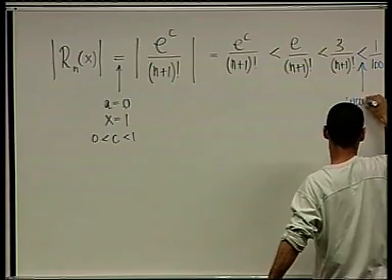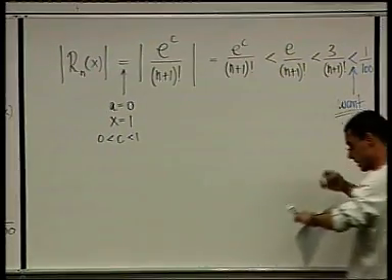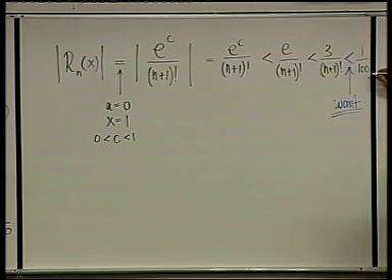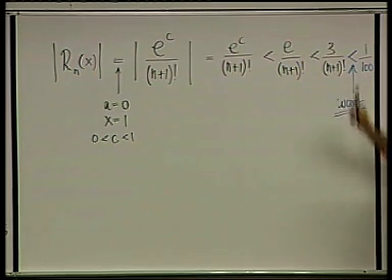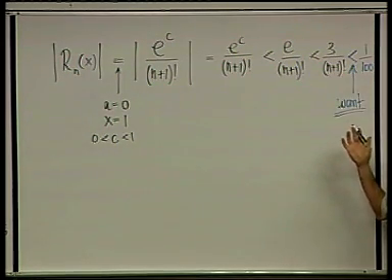Want. Is it always going to be less than 1 over 100? Clearly not. It depends on what n is. If n is big enough, it is. Do you see that? Do you agree?